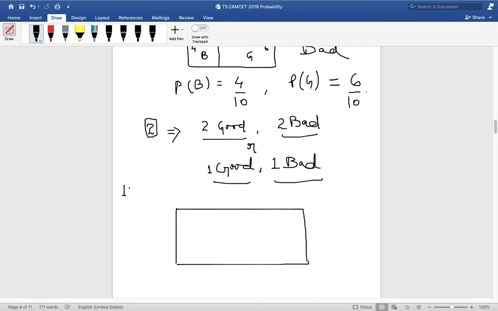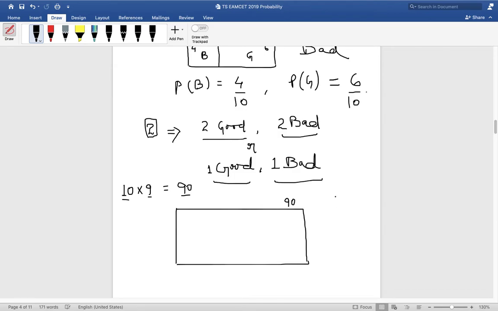I can choose the first one in 10 ways. Now that I have taken one mango out of 10, I'm only left with 9 mangoes. I can choose one in 9 ways. So total 90 possibilities are there. So the total set will be 90.